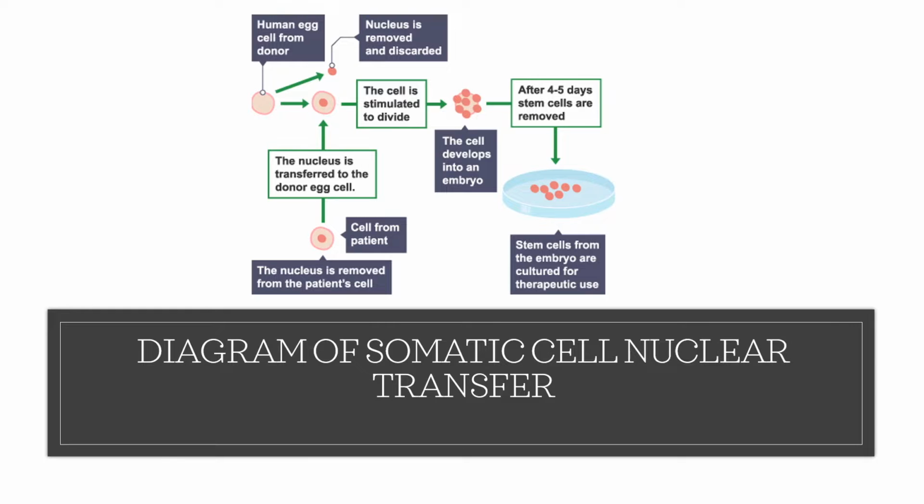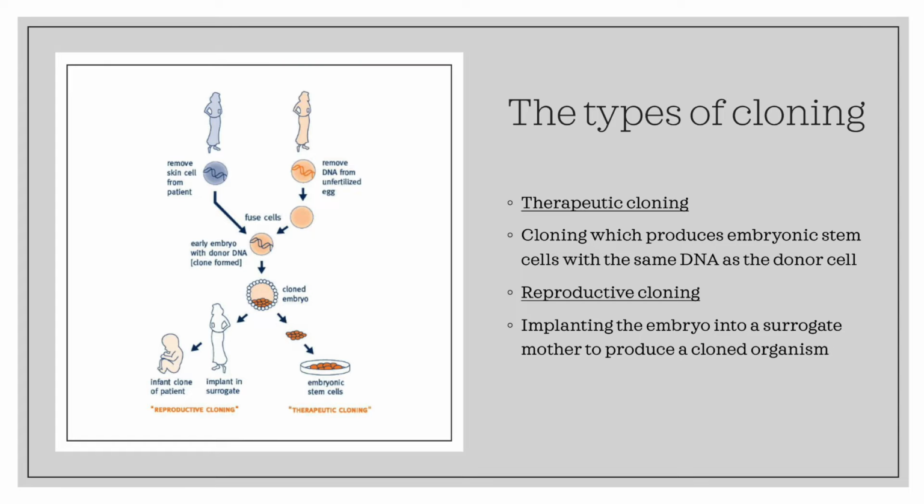This involves removing the nucleus from a healthy egg cell. Scientists then transplant the nucleus from a donor's somatic cell into the egg cell, which is then artificially activated to make an embryo. The next concept that you'll need to know is the types of cloning.